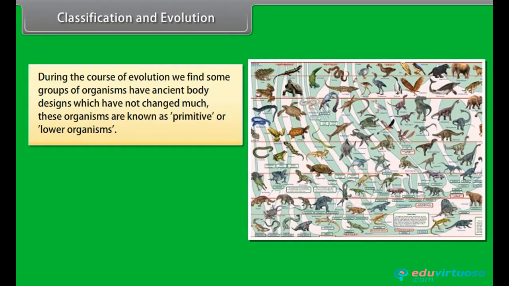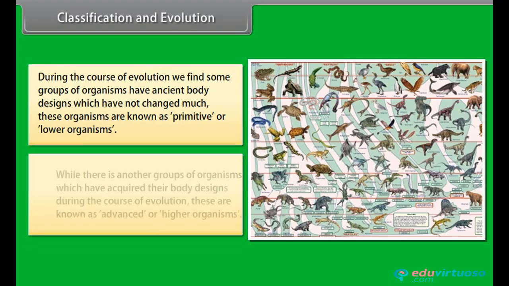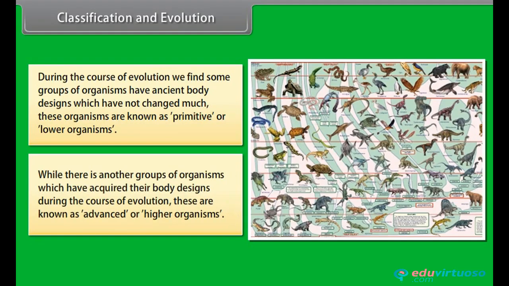During the course of evolution, we find some groups of organisms have ancient body designs which have not changed much. These organisms are known as primitive or lower organisms. While there is another group of organisms which have acquired their body designs during the course of evolution, these are known as advanced or higher organisms.